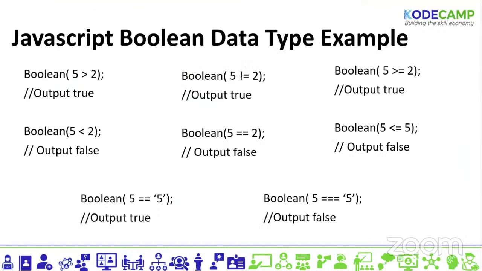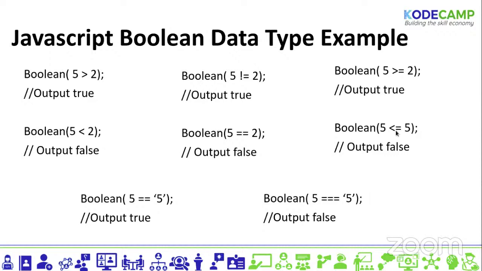Okay, so let's check this. This is how you use that Boolean statement. It's like you're asking, is 5 greater than 2? That's true. Is 5 not equal to 2? Yes, that's true. Is 5 less than 2? That's false. 5 is not less than 2. Is 5 equal to 2? That's false.